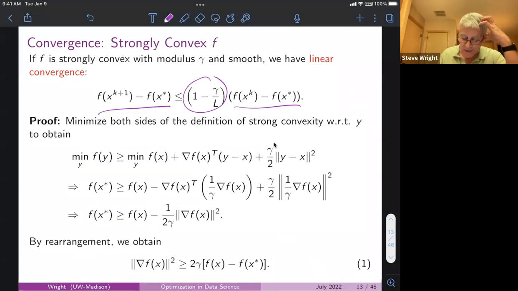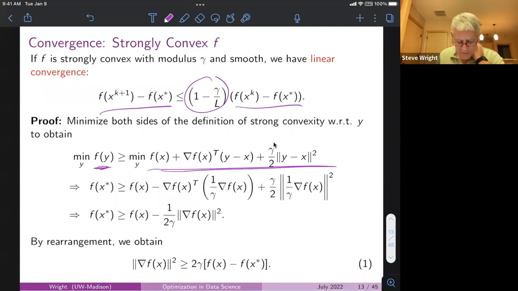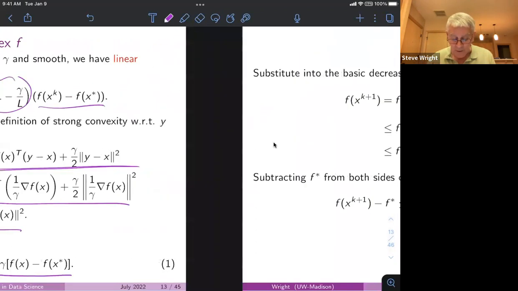Again, you work with the fact that you've got this quadratic lower bound on f of y. So you write that quadratic lower bound that I wrote a few slides ago. You minimize both sides with respect to y. On the left-hand side, when you minimize f of y with respect to y, of course, you just get f of x star, where x star is the solution. On the right-hand side, it's a simple quadratic. So when you minimize that with respect to y, you get something else. And when you plug in that solution, you get this, okay? So by manipulating that, I'm able to show that the gradient of f at x, squared, is bounded below by 2 times gamma times the suboptimality in f.